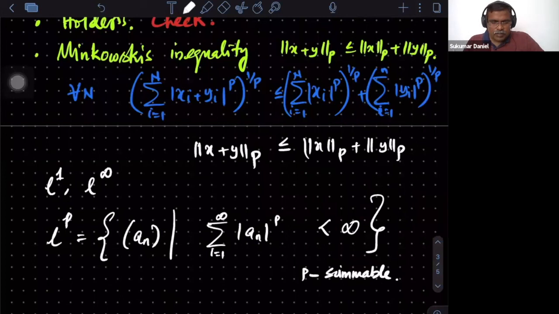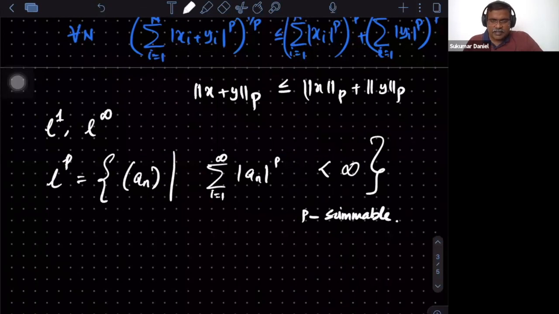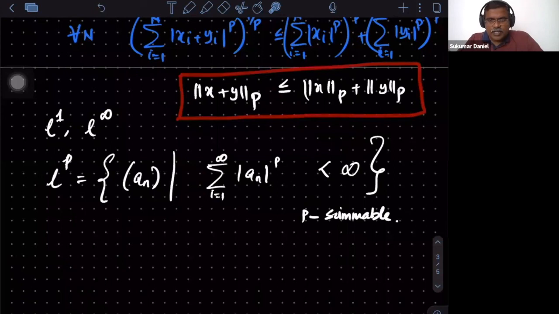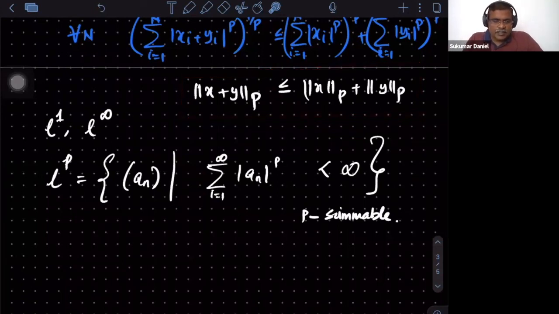And now if I want to first check, is it a vector space? How we define the addition is clear. How we define the scalar multiplication is also clear. But if I take the addition, what guarantees that if a_n is in LP and b_n is in LP, then a_n plus b_n has to be in LP? So if X and Y are in LP, what guarantees that X plus Y also has to be there? That is precisely guaranteed by the Minkowski inequality. So the Minkowski inequality actually tells you that this is a vector space.